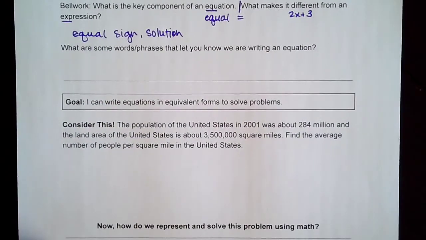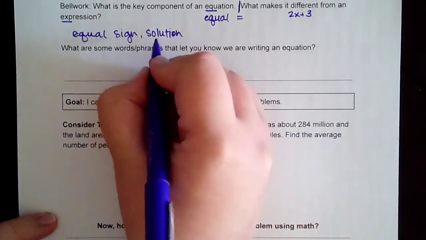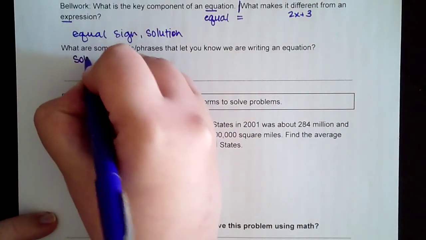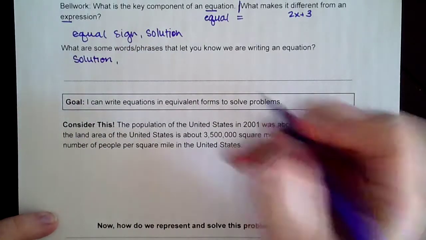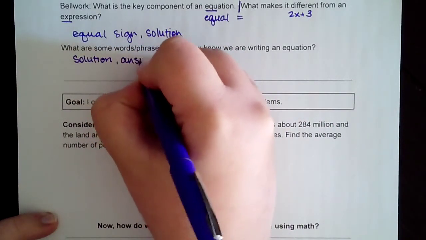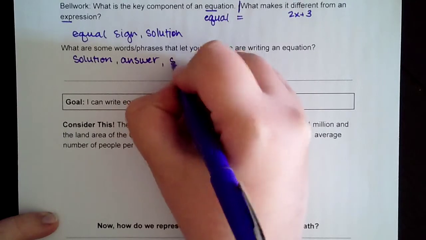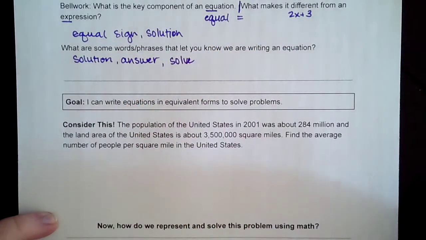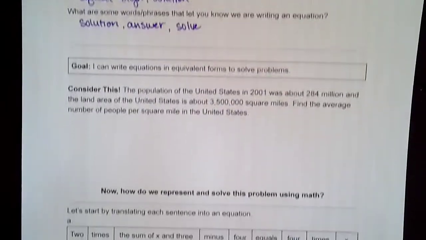So what are some words or phrases that might let us know that we're working with an equation? Well, an easy one is solution. What is the solution to this problem? Another word for solution might be answer. Can you answer this problem based on the information given? The final one is a verb, solve. Can you solve this problem? All of these are indicators that we're writing an equation, not an expression.